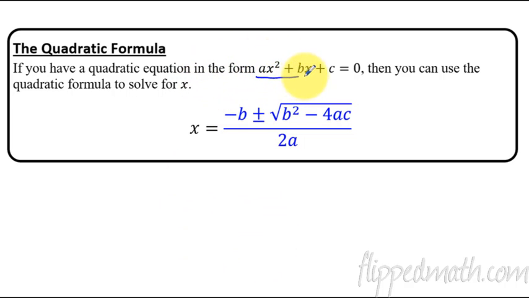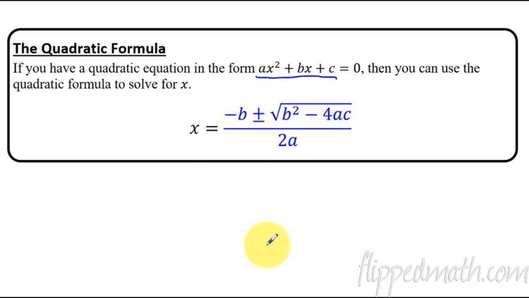If you have it all set up where it equals 0, you can take the coefficients of each of these terms and plug them into this formula to be able to solve for x, instead of having to factor it, or maybe it's not even possible to factor it, because sometimes it's just too hard and too challenging.